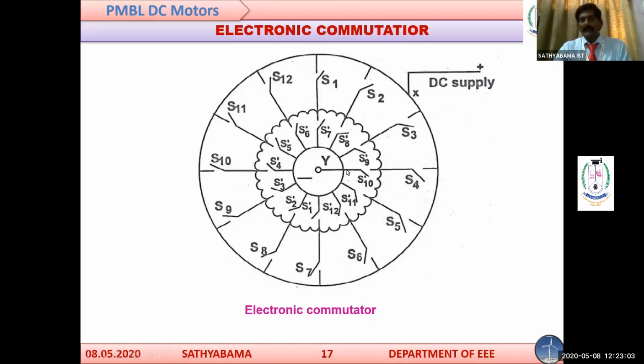So for the armature winding, suppose switch 1 and 1 dash are closed. Then current flows from the supply positive through switch 1, armature winding terminals 1, 2, 3, 4, 5, 6, 7, and again through switch S1 dash to the negative supply. This is one path. Another path is switch 1, terminal 1, then 12, 11, 10, 9, 8, 7 and through S1 dash to the negative. Like that, there are two parallel paths.